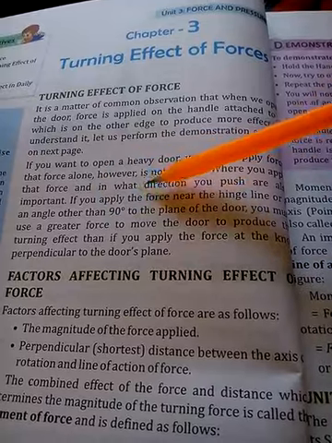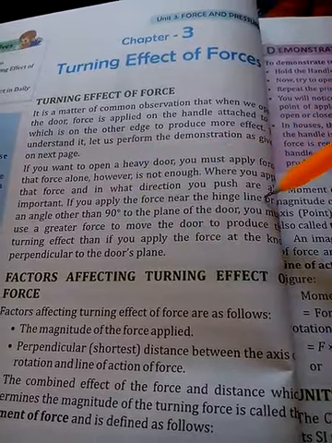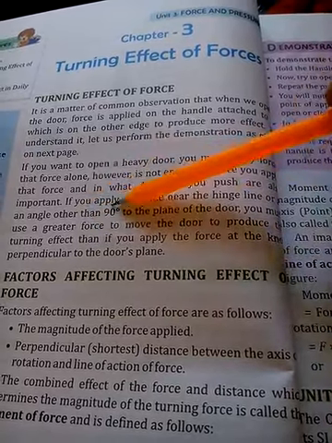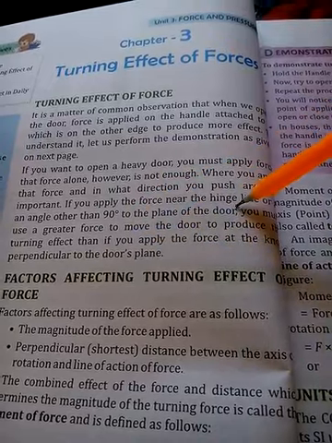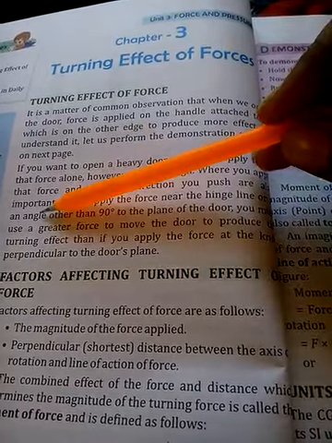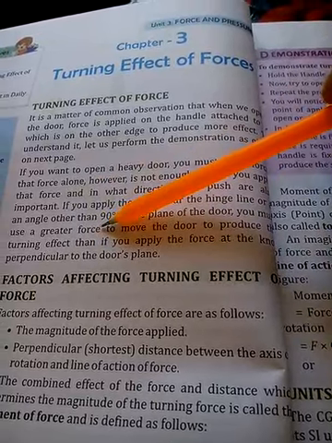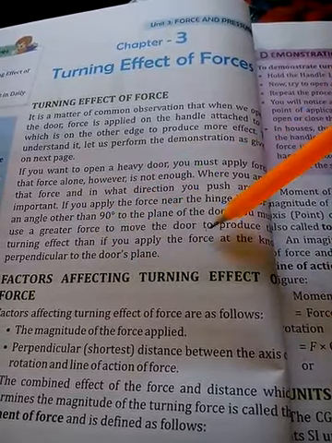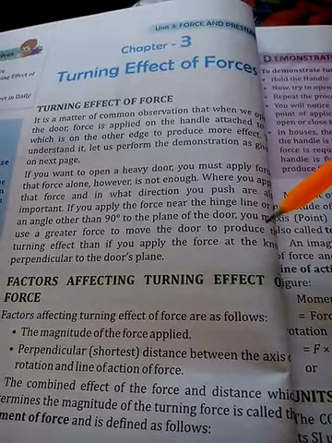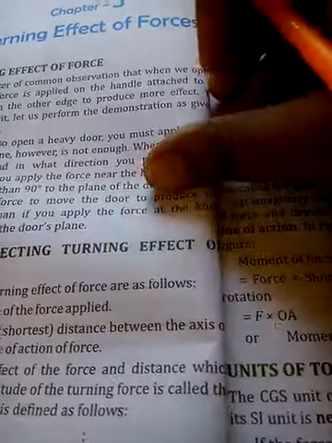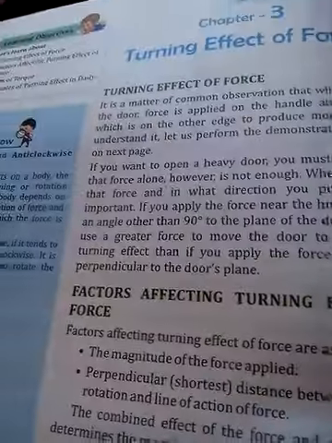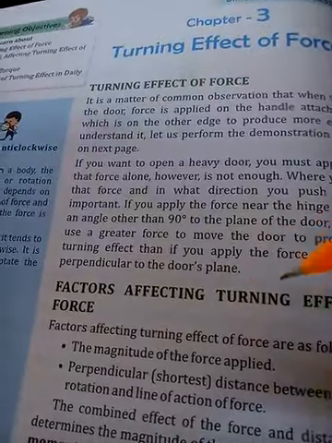For example, if you apply the force near the hinge or at an angle other than 90 degrees to the plane of the door, you must use a greater force to move the door and produce the turning effect than if you apply the force at a knob perpendicular to the door's plane.